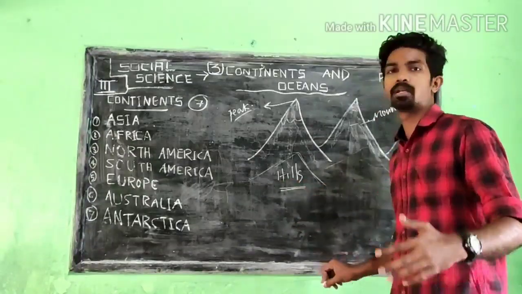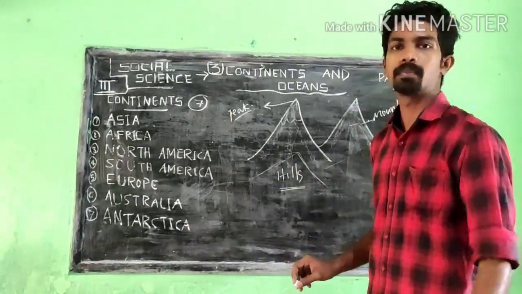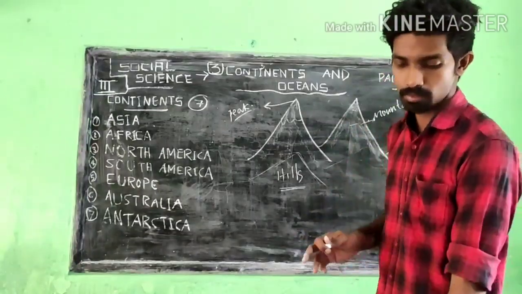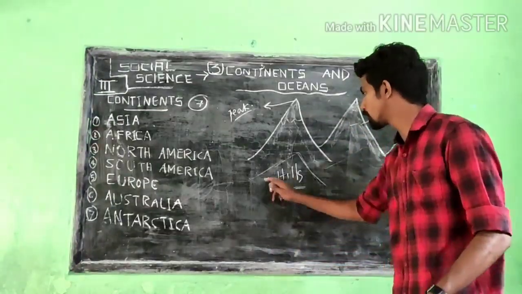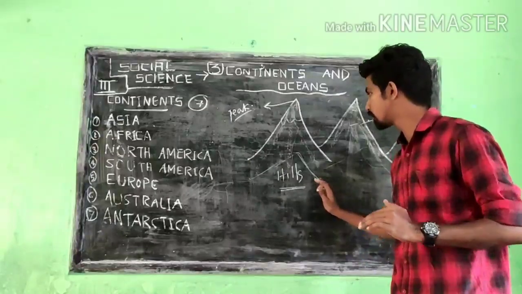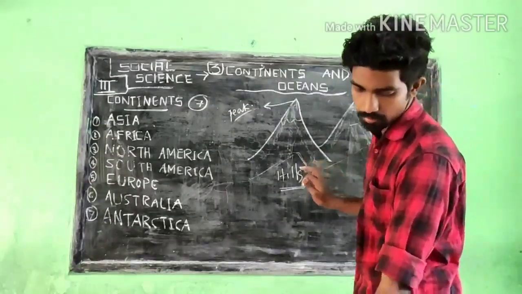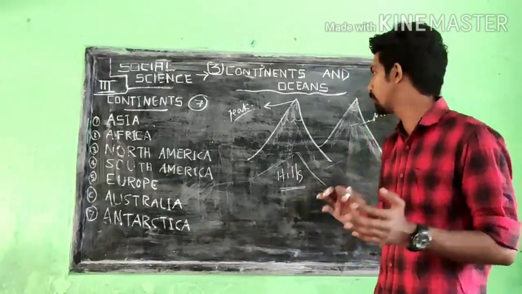Even though if you go to Siliguri also, you have to climb hills. You have to go through the hills on the way. Okay, so these small ones we are going to call hills. Okay, and again next one, a line or a group of mountains.